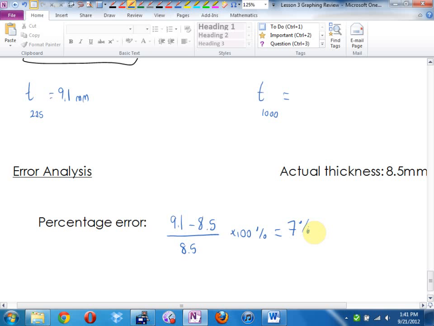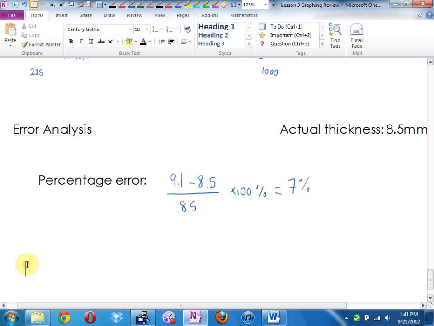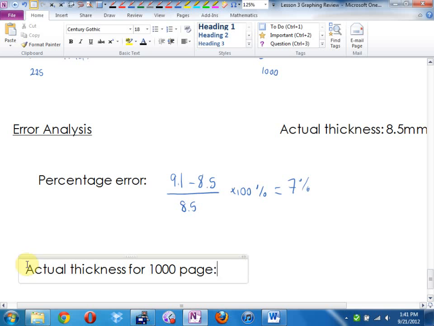Those three of you that have the textbooks right now, can you also put the actual thickness for 1,000? Because you'll need that to do your error analysis. So the actual thickness for page 1,000. Can you turn there and measure that? And we'll do the average again. Okay, can you actually measure page 1,000, please?